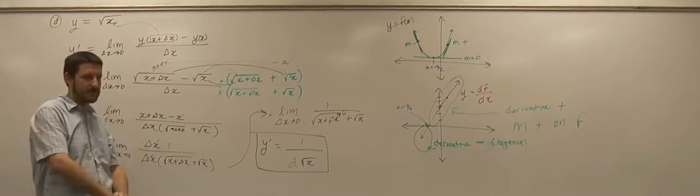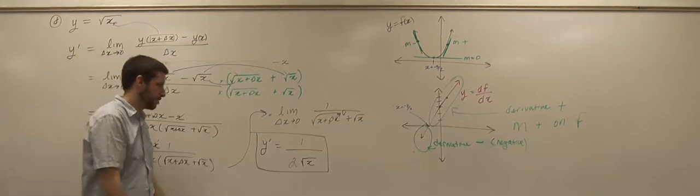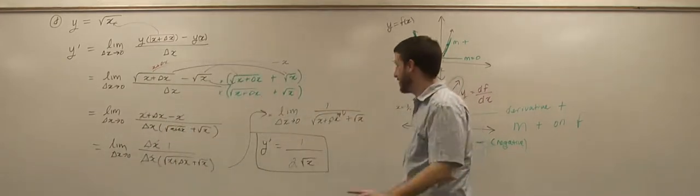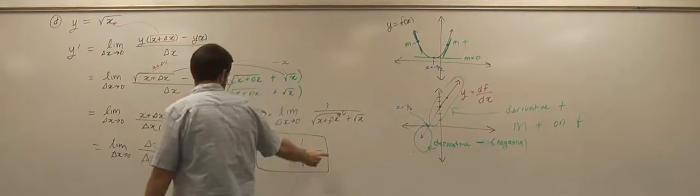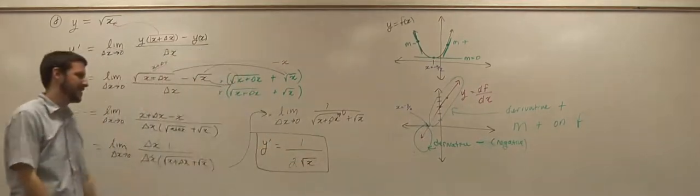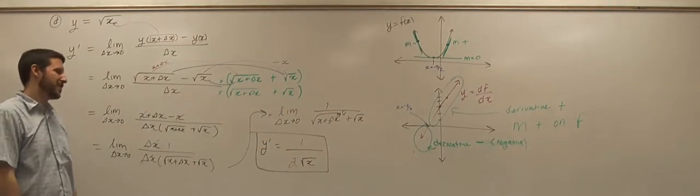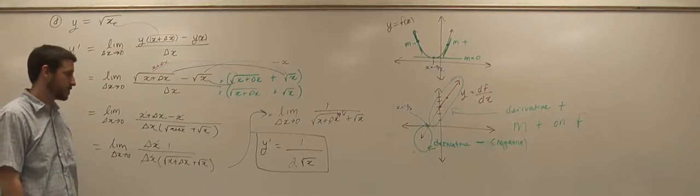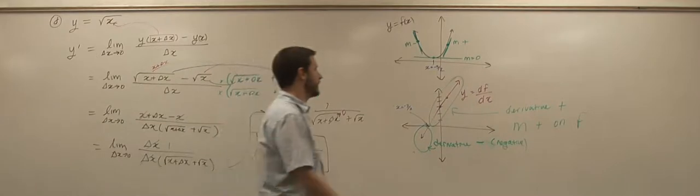Are we not supposed to have a square root in the denominator? Okay, don't worry about that right now. You're right. You could multiply top and bottom by root x, but it's not important. Absolutely. All right.